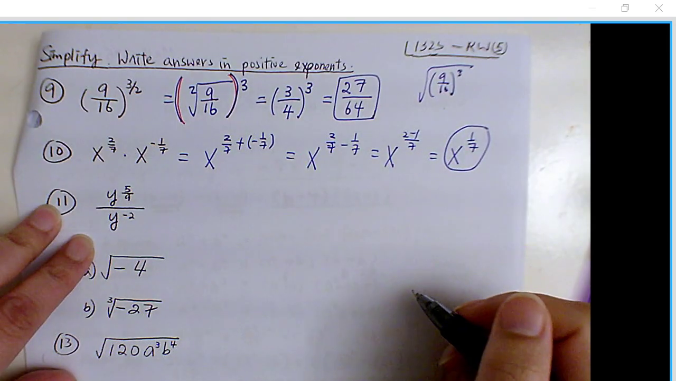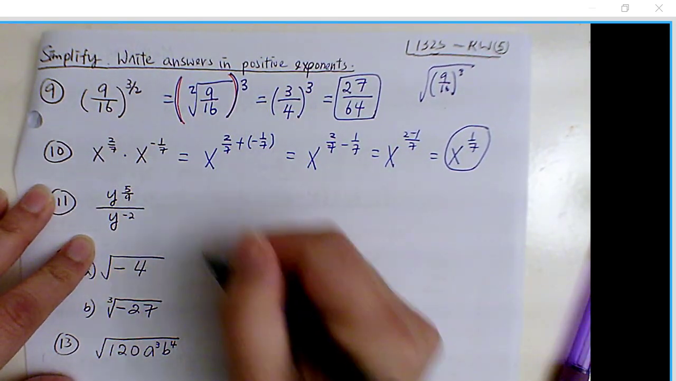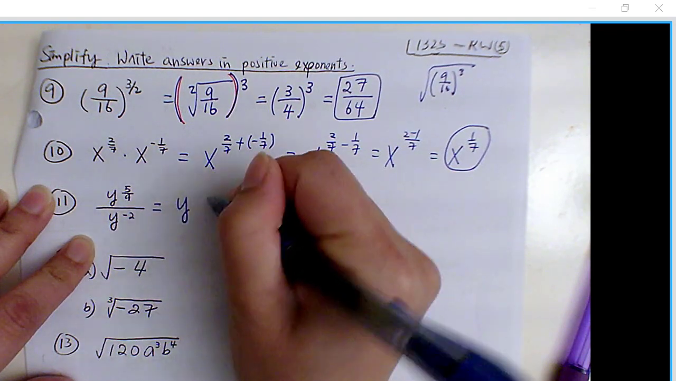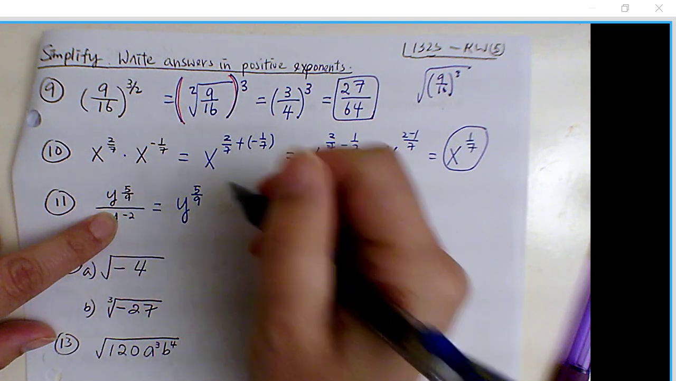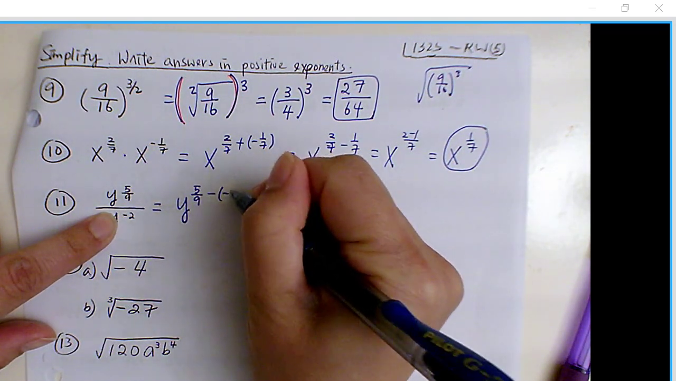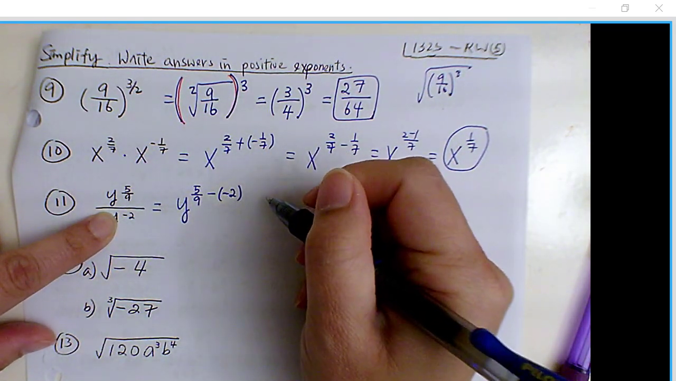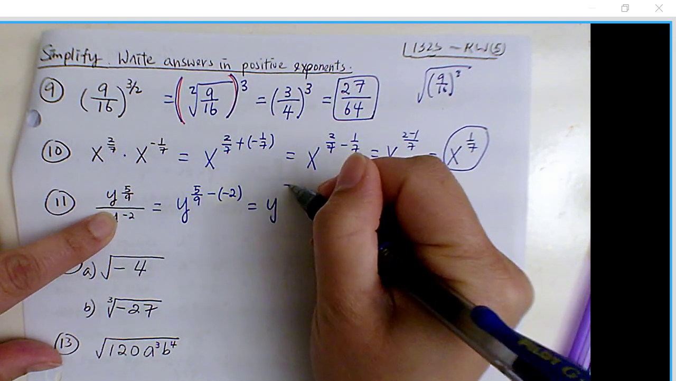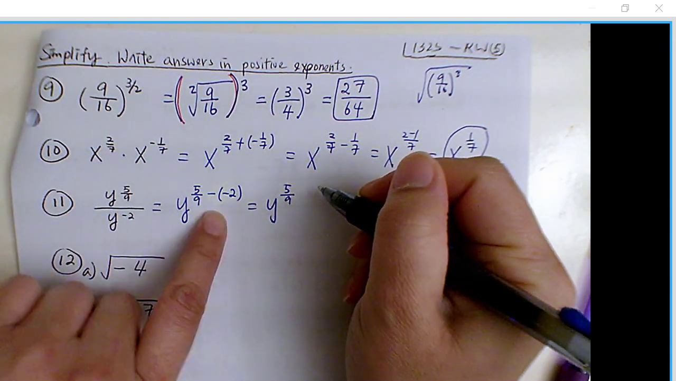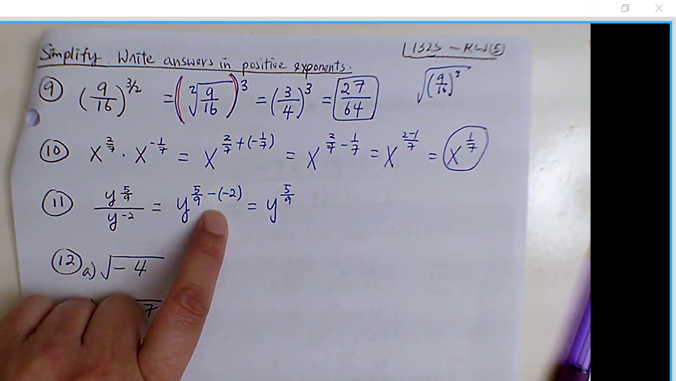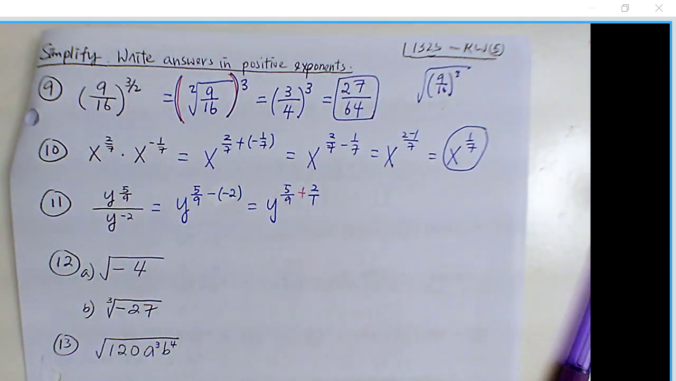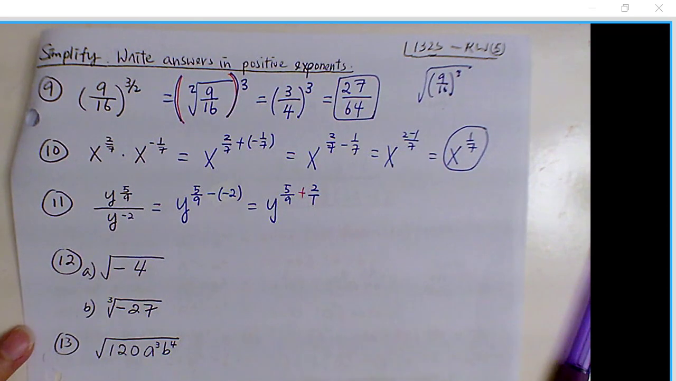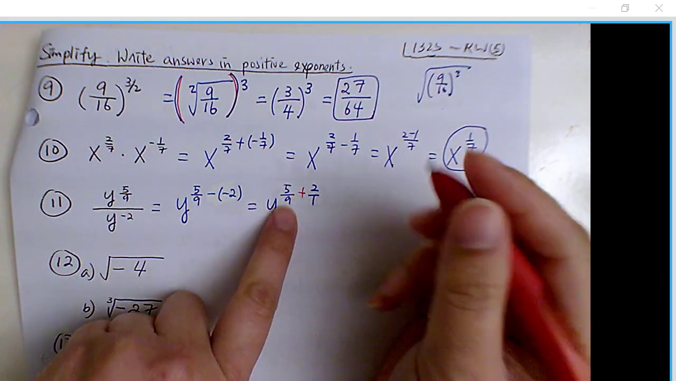Okay, the next one would be same base dividing, right? So we need to do what to the exponents? We're going to subtract. So 5/9 subtracting a negative 2. So if I match them to be both a fraction, that would be 5/9, negative times negative becomes positive, and then we have 2 over 1. And when we add and subtract fractions, we need the same denominator, right? So the LCD here looks like it's going to be 9.